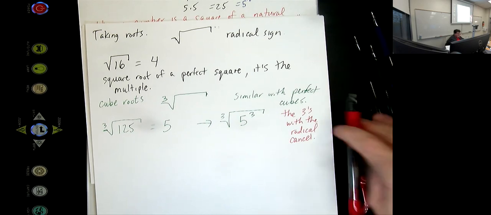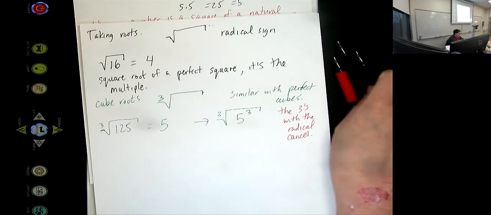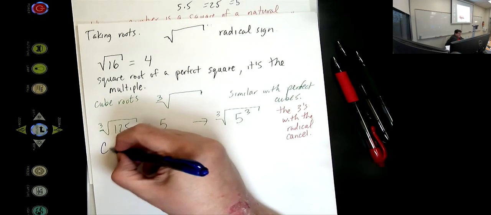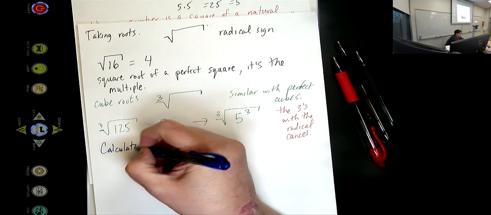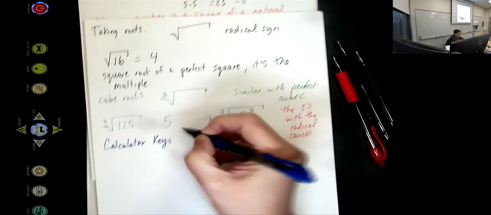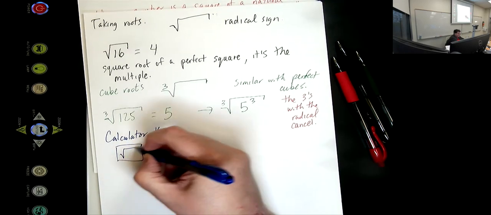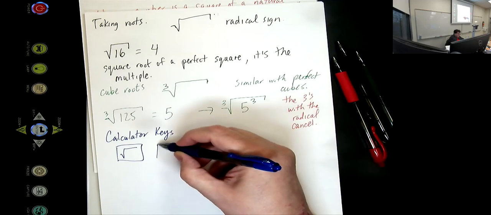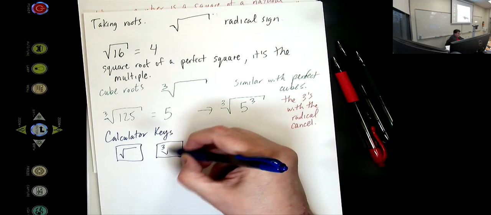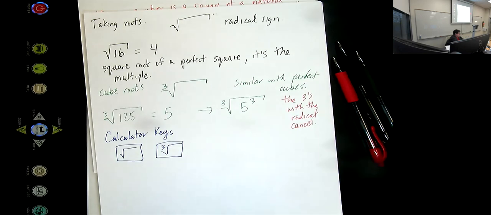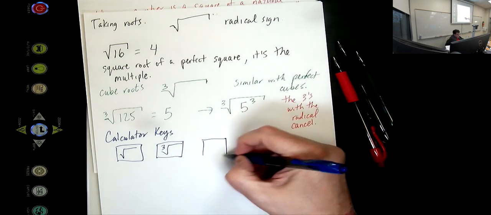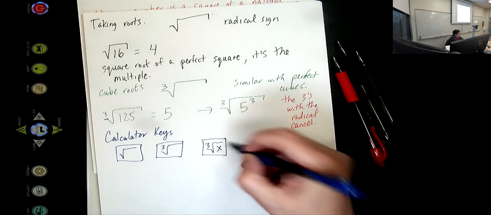Where can you use this? The keys on your calculator are for this. You will see a key that shows that, or you might see one with that. That's the square root and cube root. It might have an X in it. They might put an X there.